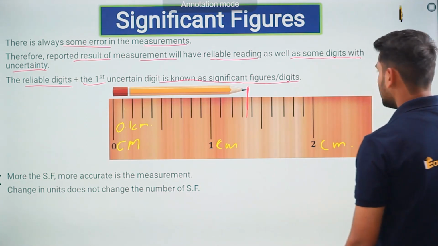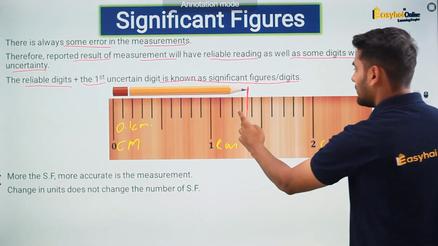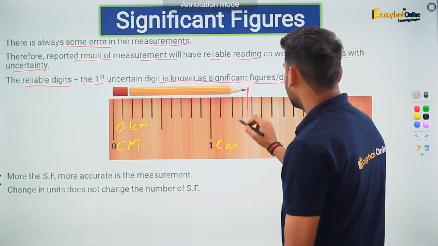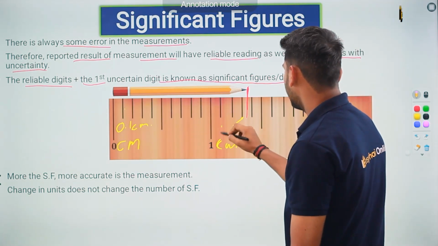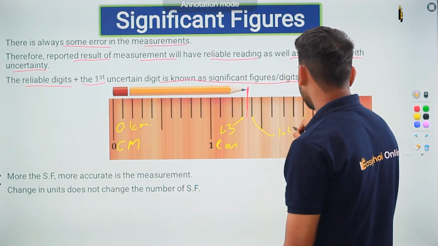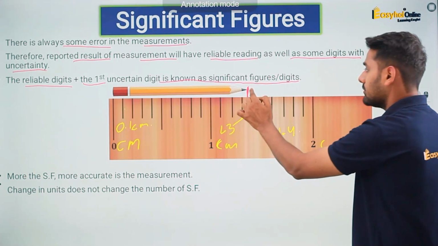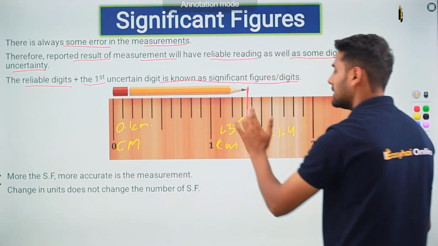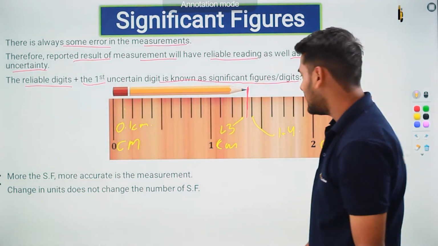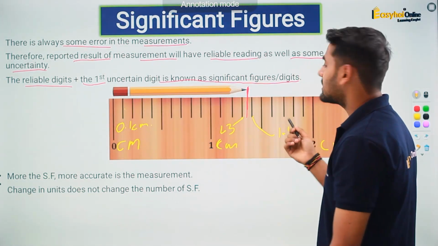So you can clearly see that this is lying somewhere in between these values. So this is basically 1, 2, 3. So this one is 1.3 and this reading is 1.4. So that means the tip of the pencil, or basically the whole length of the pencil, is somewhere between 1.3 and 1.4. It's not exactly 1.3 and it's not even exactly 1.4.